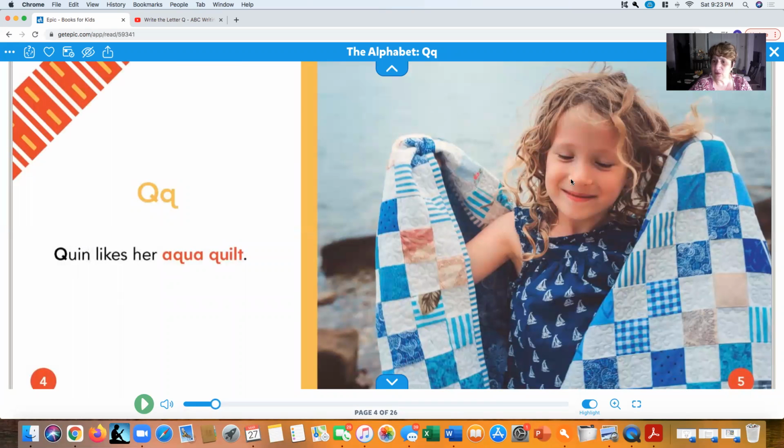Quinn, the name of this little girl here, has a Q with U. Q-U-I-N is the name Quinn. Again, when you say it, you hear the KW sound. You hear qua, qua, qua. Quinn likes her aqua quilt. The quilt is the blanket that she has around her. Quilt.